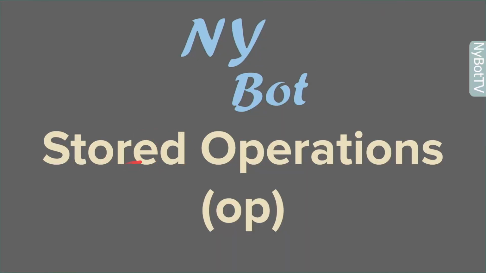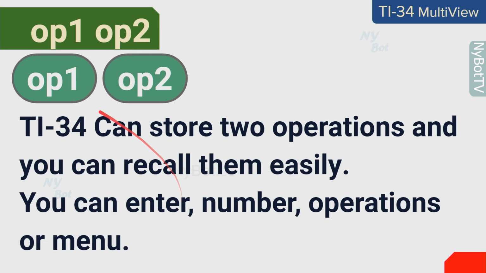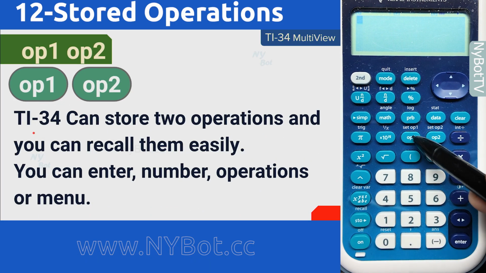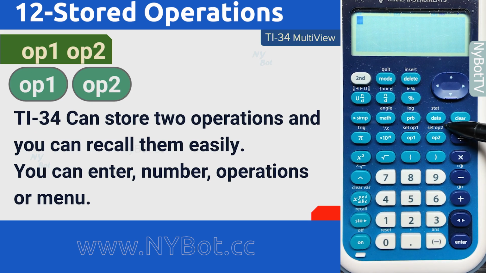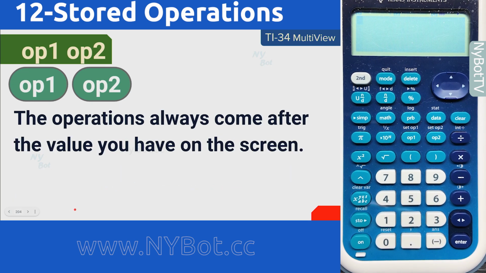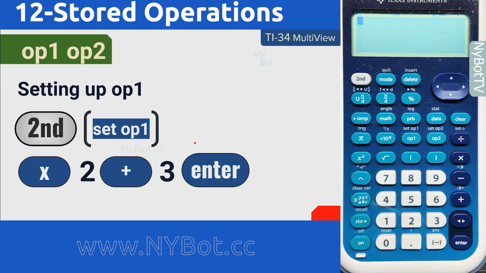Let's have a look at the stored operation, or OP. This calculator has two buttons here, OP1 and OP2, and at the bottom it has setup OP1 and setup OP2. The TI-34 can store two operations and you can recall them easily. You can enter numbers, operations, or a menu. The operations always come after the value you have on the screen. So this is important.